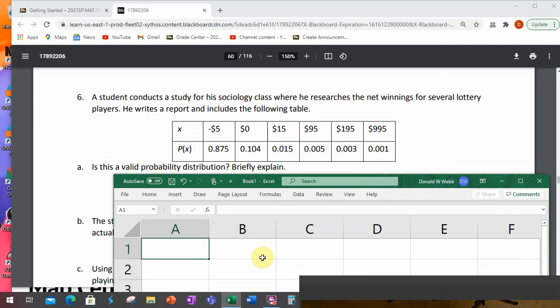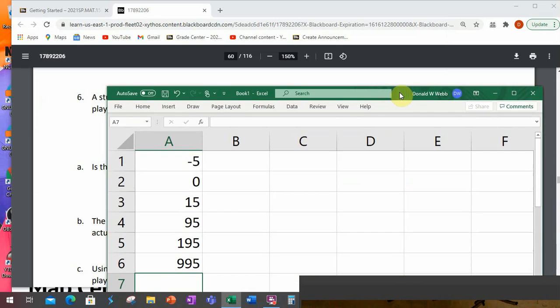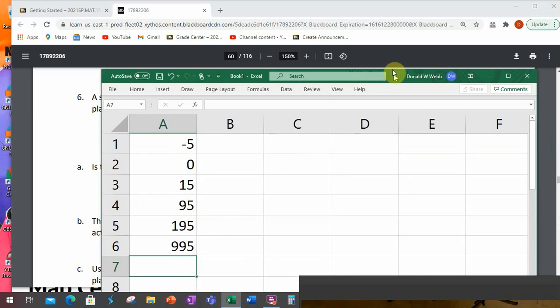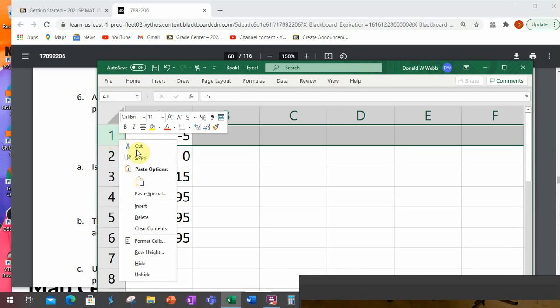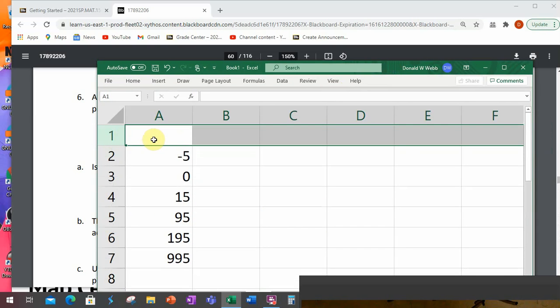So I'm going to go down -5, 0. These are my X's, 15, 95, 195, 995. So if I raise this up now, I should have -5, 0, 15, 95, 195, 995. These are my X values, and then my probabilities.